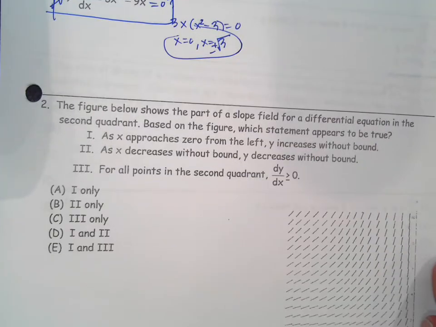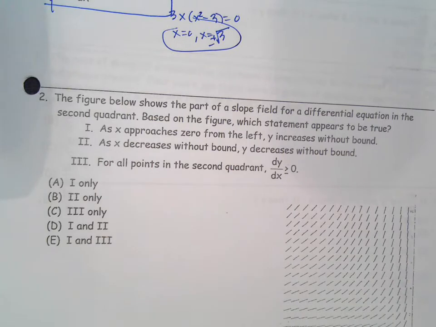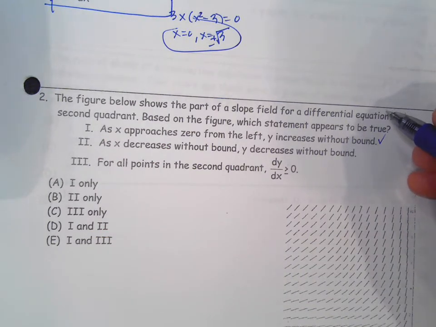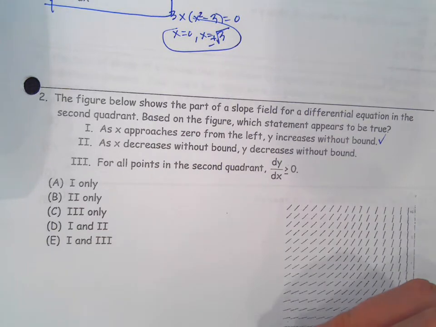Okay, number 2. The figure below shows part of a slope field for a differential equation, second quadrant. Based on the figure, which statement appears to be true as x approaches 0 from the left? So this is 0 from the left. y increases without bound. It blows up. It does seem to go to a vertical asymptote. As x decreases without bound, that's going to negative infinity.